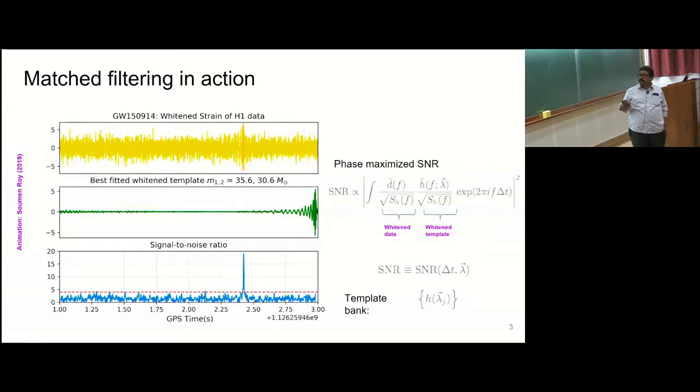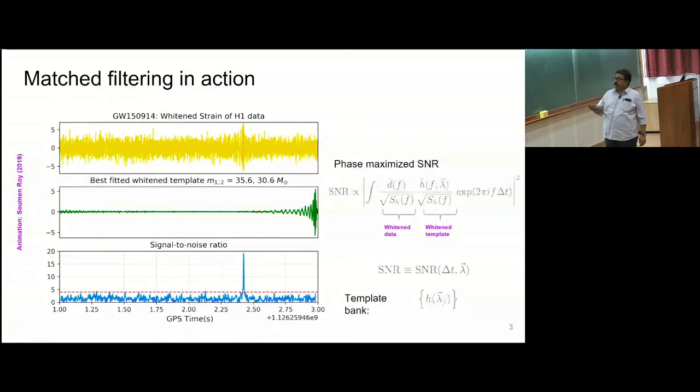For instance, this SNR or detection statistic picks up a timestamp, depending on how far you have to advance the template with respect to some timestamp, which you call 0 in this case. It also picks up the tag of the masses and spins of the template which was used to carry this operation out. What you end up having is a template bank, which is a collection of these templates.